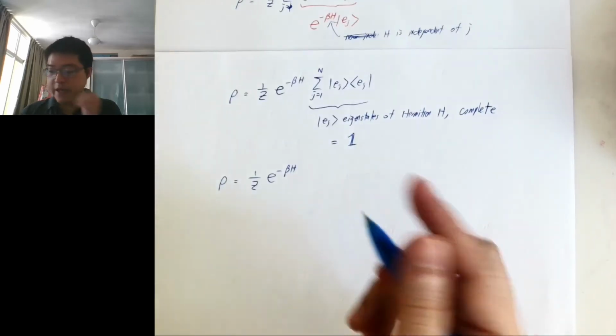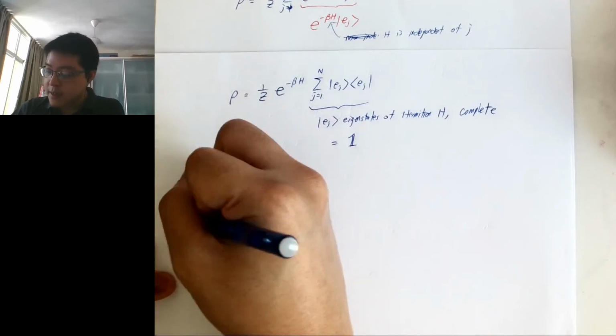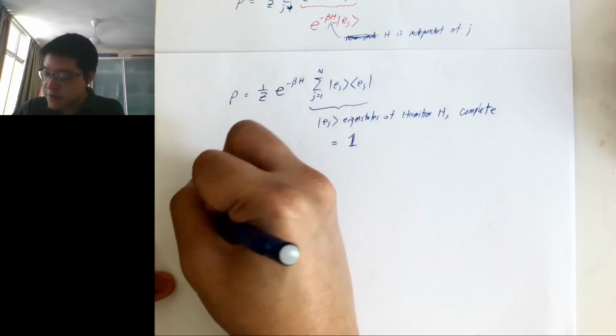And then from here we can get another result: because the density matrix must have unit trace.